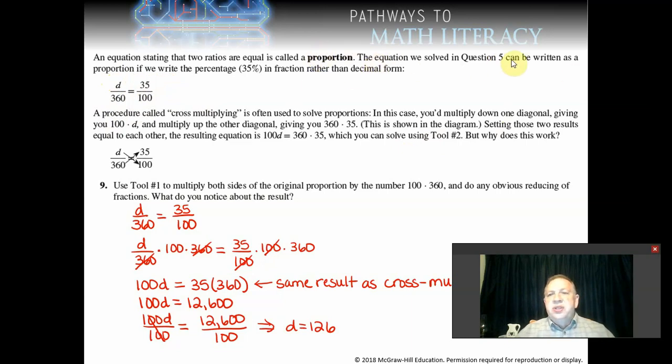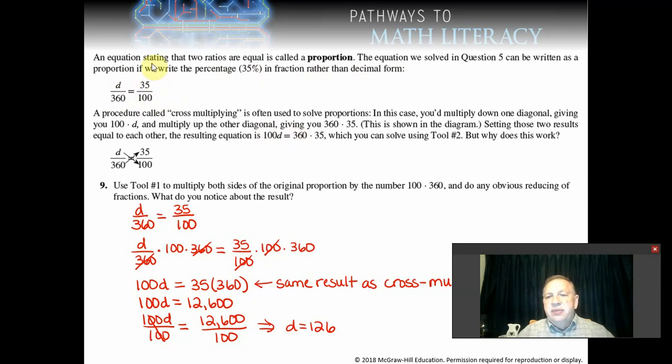So the equation we solved in question 5 can be written as a proportion if we write the percentage 35% in fraction rather than decimal form. So D, and this is written, D is to 360 as 35 is to 100, or D divided by 360 is equal to 35 over 100.